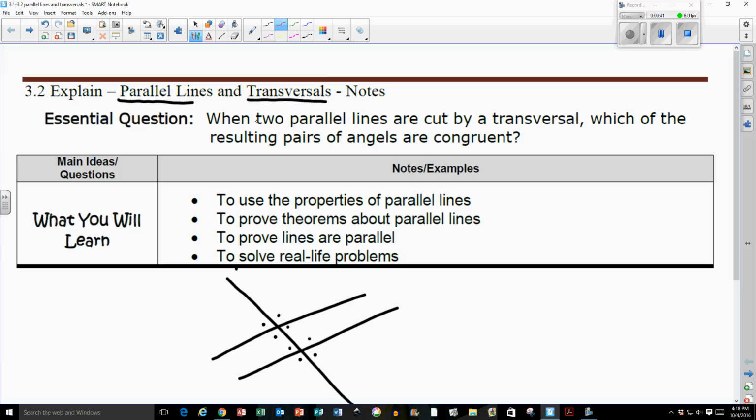So what happens is when two parallel lines are cut by a transversal, there are some resulting pairs of angles that are congruent. Some will be congruent and some will be supplementary. So we're going to learn about those. So to use the properties of parallel lines, theorems prove lines that are parallel and solve real world problems. So here we go.